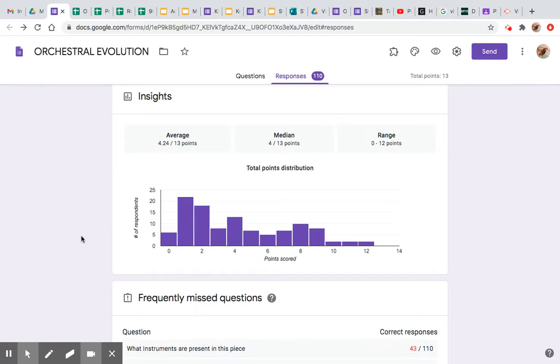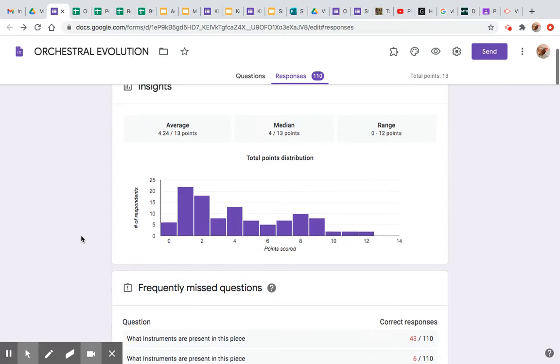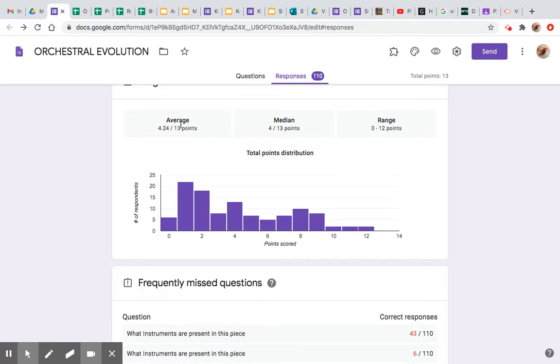I just wanted to talk really quickly about the results from the orchestral evolution assignment. I changed up the point total, so now you can receive 13 points on this. And if we look at the responses, we can see that we have a skew to the left, meaning not a lot of people fared too well.